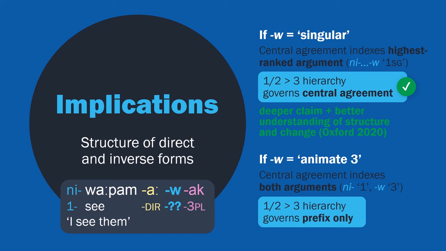And I argued at last year's conference that if we adopt Goddard's view, we get a better understanding of the structure of direct and inverse forms and the way these forms change over time. I won't go into any details now, but I would argue that this is another place where the system makes significantly more sense if you view the W as a singular subject marker rather than an animate object marker.